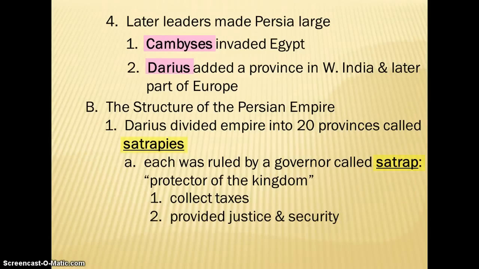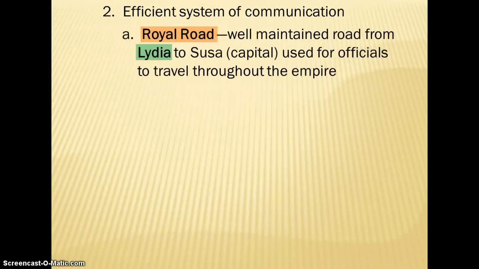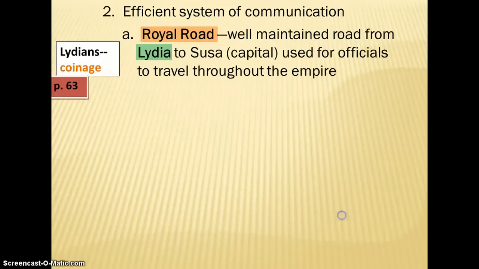They were also in charge of collecting taxes, making sure laws were enforced, and recruiting soldiers for their very large army. Now, they too had a very efficient system of communication, just like the Assyrians did. They created the royal road, which was actually part of the road system that the Assyrians created, but they added to it. And this royal road went from Lydia, which was the capital of the Lydian Empire, who created coins, to Susa, the capital of Persia.